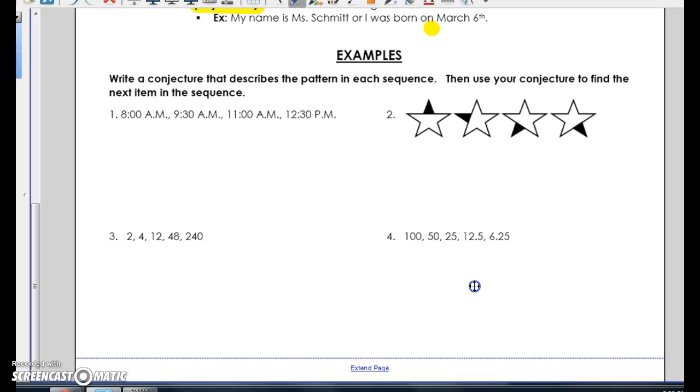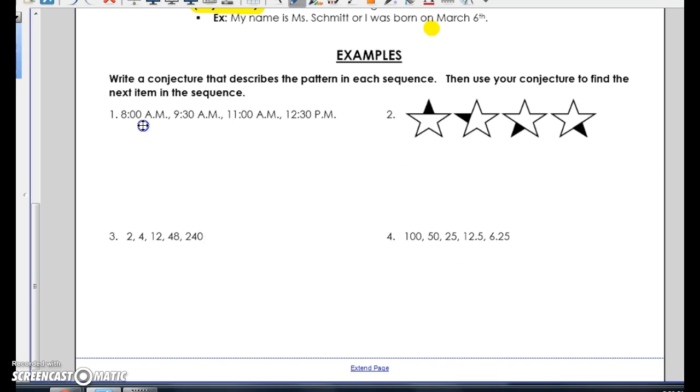So if we take a look at example number 1, we have 8 o'clock a.m., 9:30 a.m., 11 o'clock a.m., and 12:30 p.m. Then here we have some stars with part shaded, and we have some numbers in the sequence for number 3, and some numbers in the sequence for number 4. So I'm going to ask that the substitute pauses this for a few moments so that you can talk with someone around you and see if you can come up with the pattern and the conjecture. I'll show you number 1.